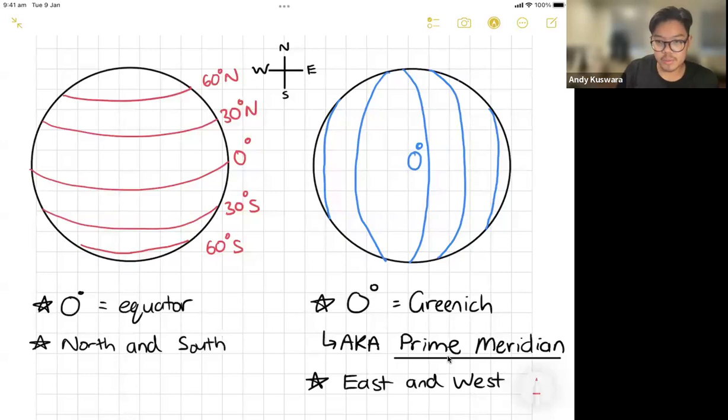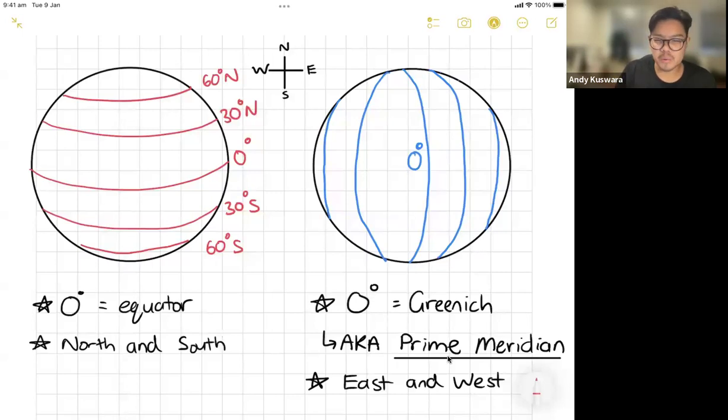Now, we've also got longitude on the right. So our blue lines here go vertically. I know my lines aren't straight, but I'm trying to imagine that this is a sphere, so it looks like a beach ball. Now, you've got your 0 degrees here. We call that the prime meridian.